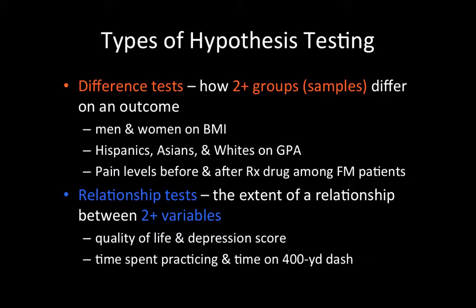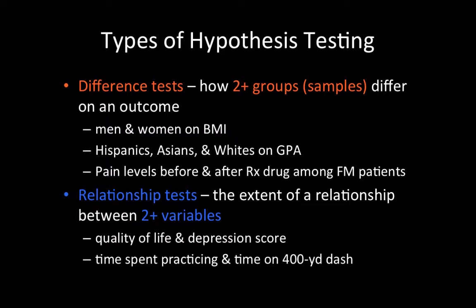Alright, so now let's talk more about hypothesis testing. We have two main branches of hypothesis testing. The first one is difference tests, and the other one is relationship tests. When we're looking at difference tests, we're looking to see the differences between two or more groups or two or more samples on a particular outcome.